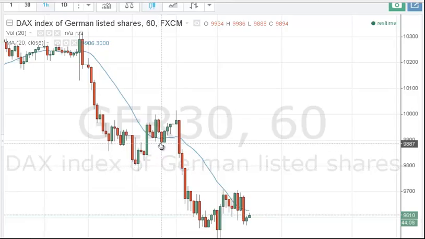So beware of false breakouts. It's the ratio of how many false breakouts you get to how many true breakouts you get. That's going to determine whether that approach makes you money in the long run. So now it's all about waiting and seeing whether the markets are going to be in my favor or not. So fingers crossed.